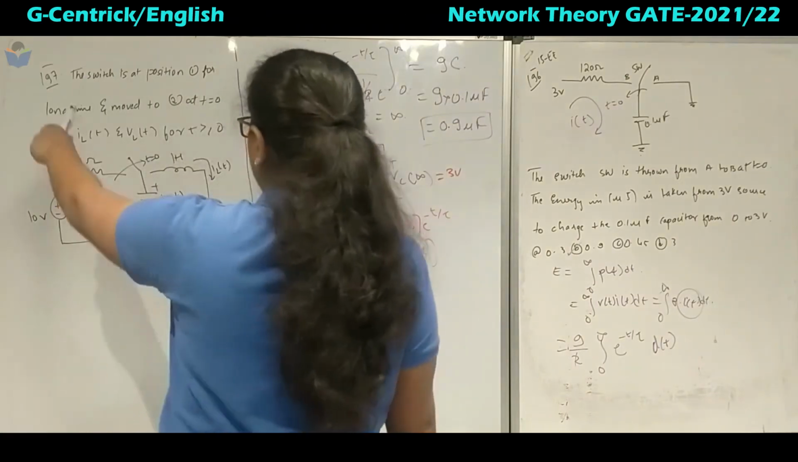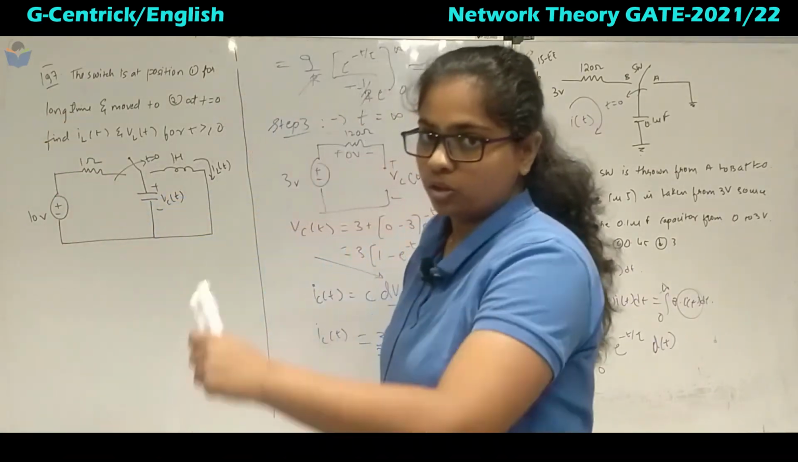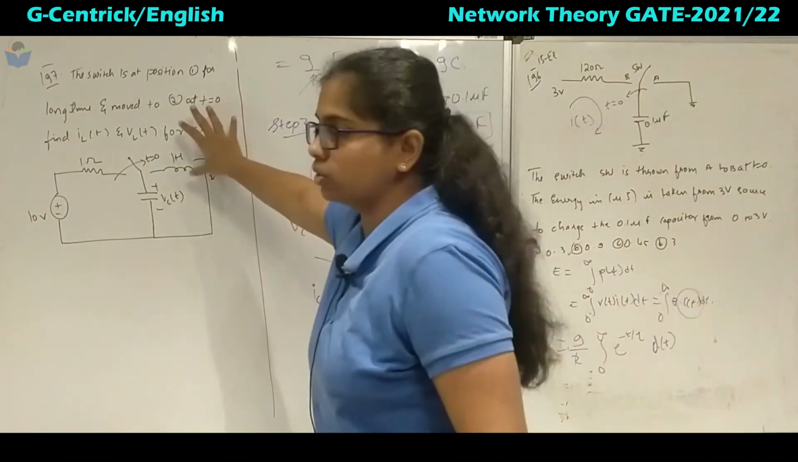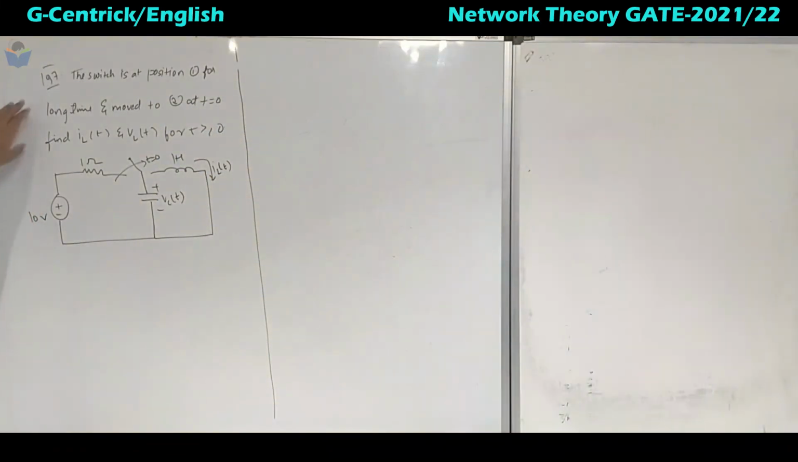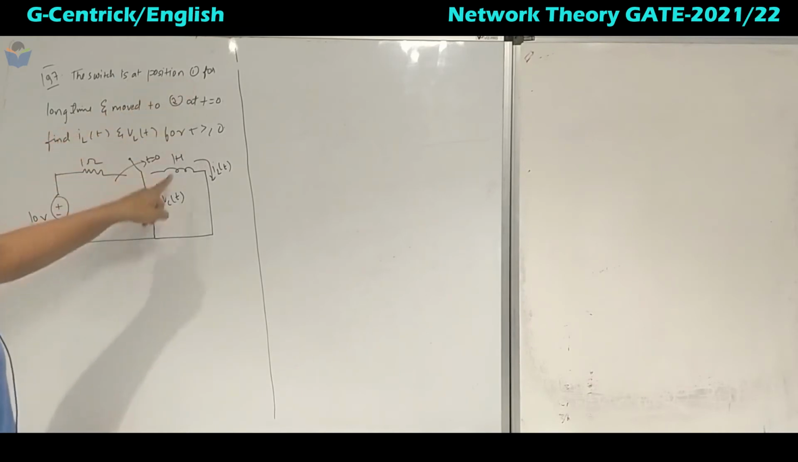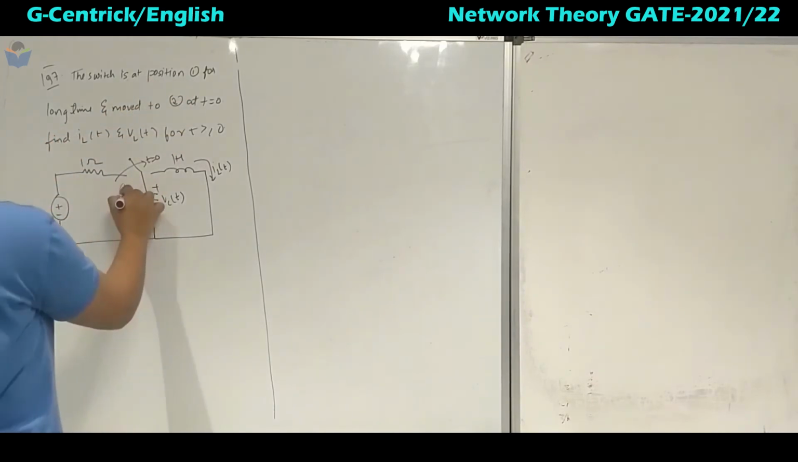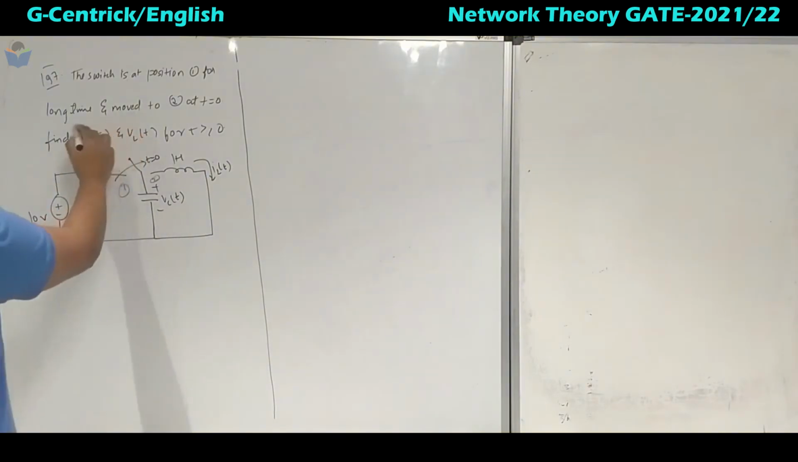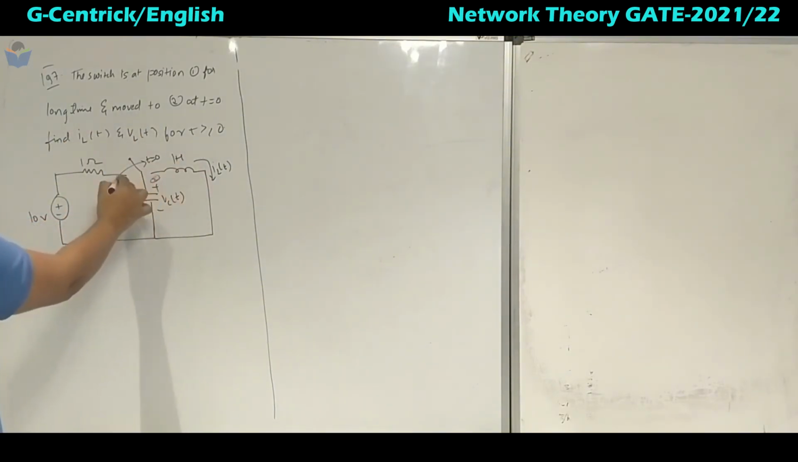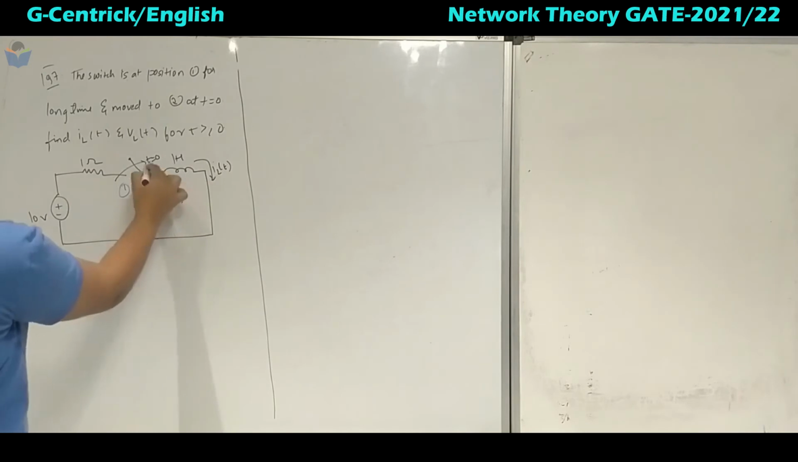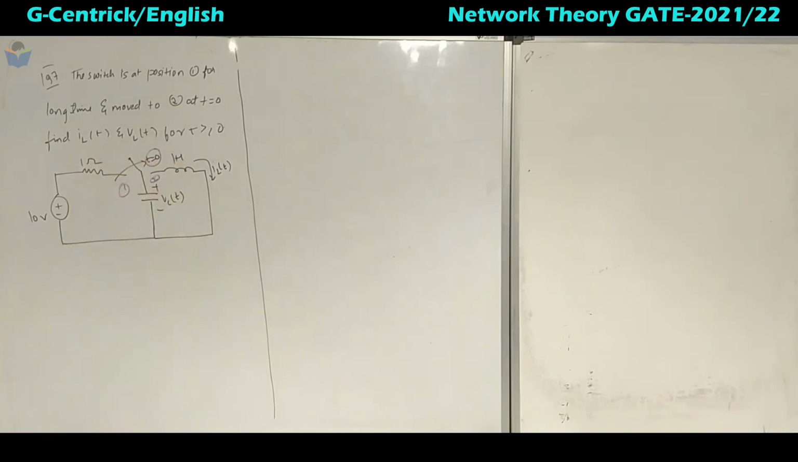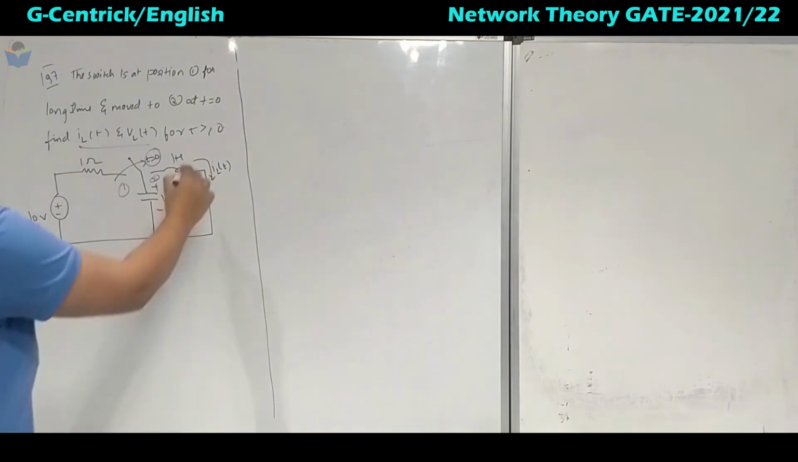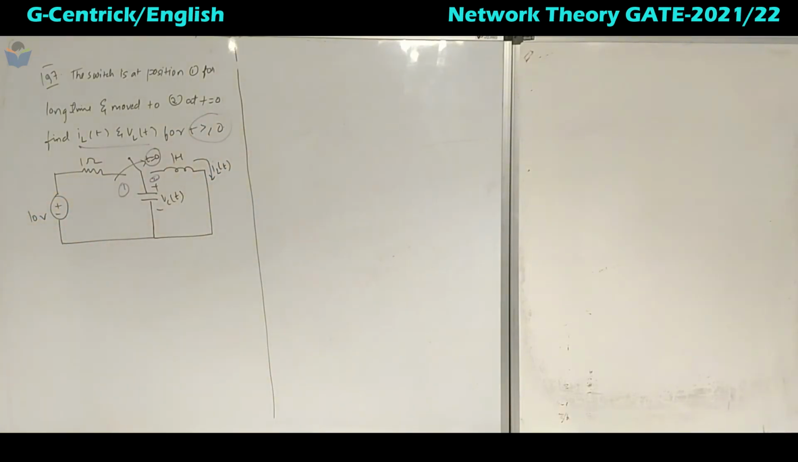So coming to question number 197. Let us erase this board, then we will come to this question. The switch is at position 1 for a long time, this is position 1 and this is position 2, and it moves to position 2 at t is equal to 0. We have to find the generalized equation of IL of t and VL of t where t is greater than or equal to 0.